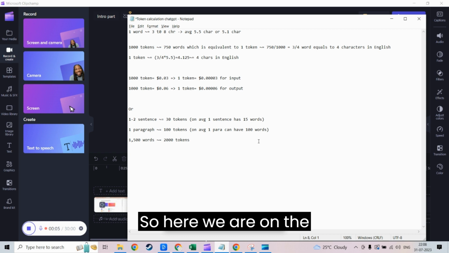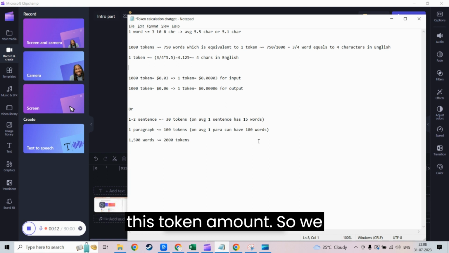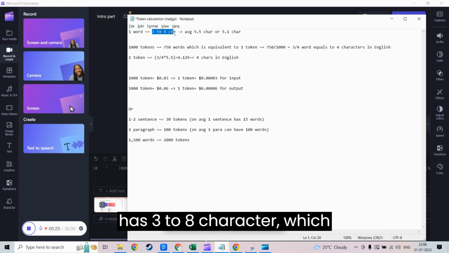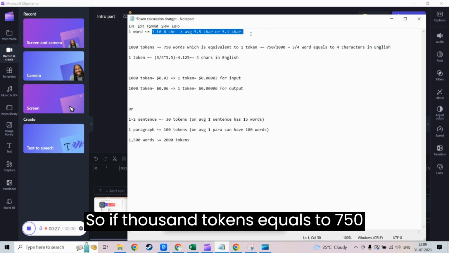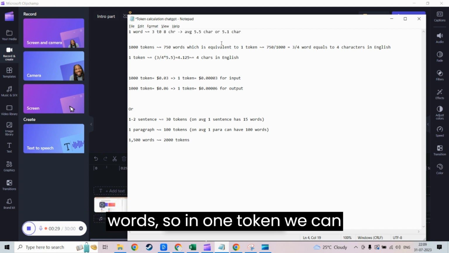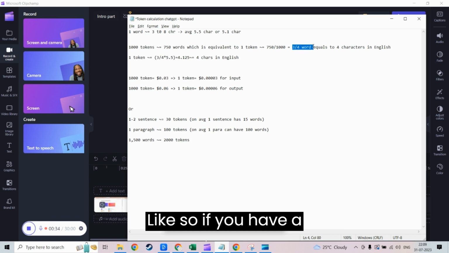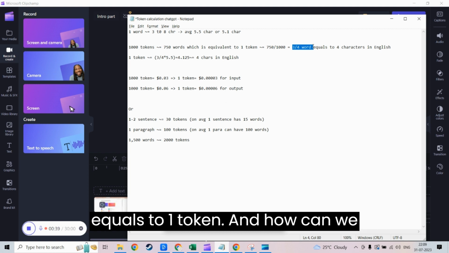So here we are on the notepad. Here I want to show you how I have calculated this token amount. So we start with the word. On average, a word has 3 to 8 characters, which makes it 5.5 or 5.1 characters. So if 1000 tokens equals 750 words, then one token is 3/4 of a word. So if you have a word, then 3/4 of that word equals one token.